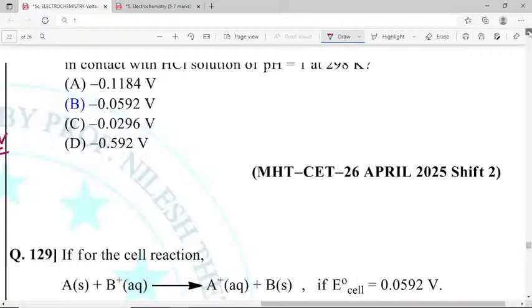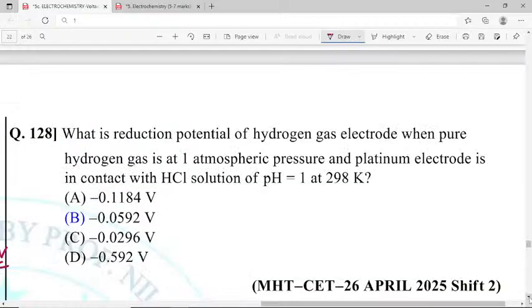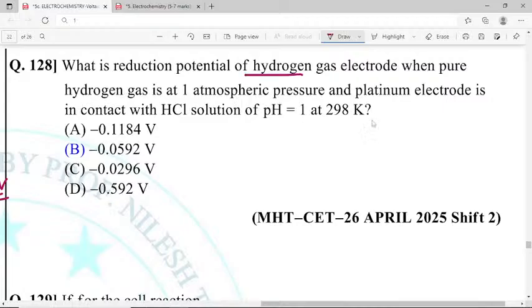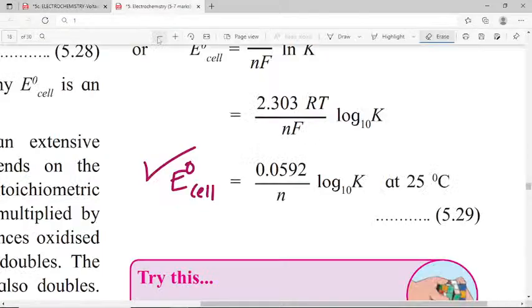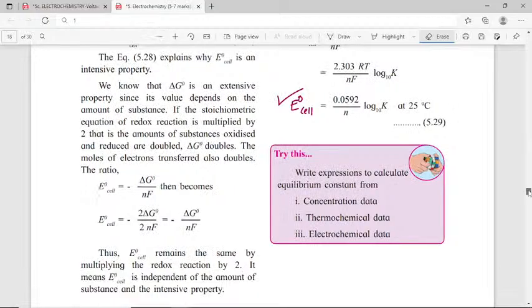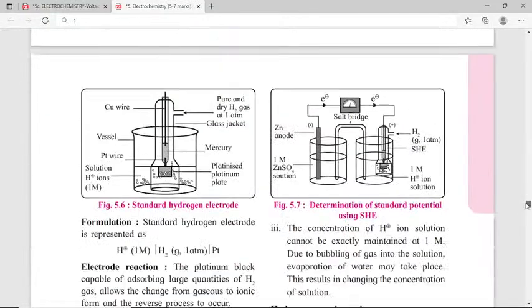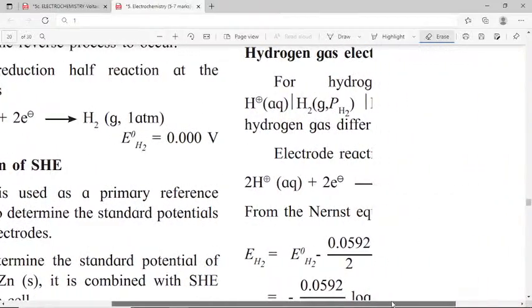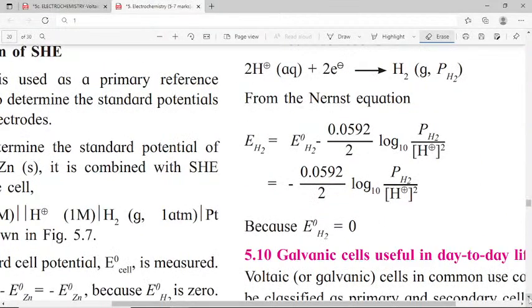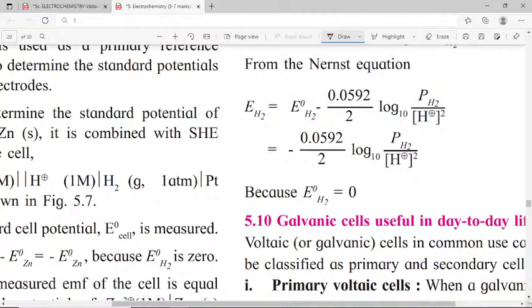Next question. What is the reduction potential of SHE? The SHE value is given with pure hydrogen, platinum, pH 1 at 298 Kelvin, 0.0592 voltage. Okay, I am showing the formula here. So this is the SHE, the standard hydrogen electrode. We write it as the standard hydrogen electrode. Use this formula there.